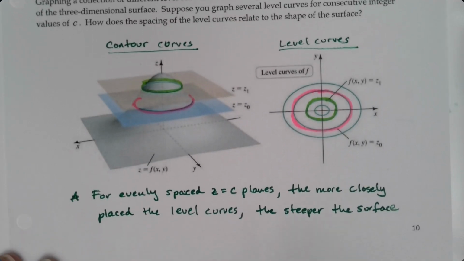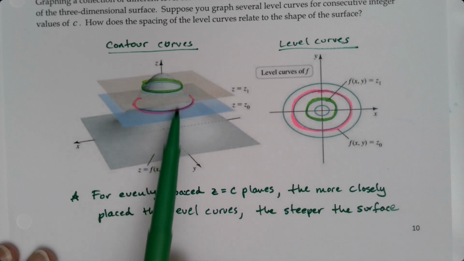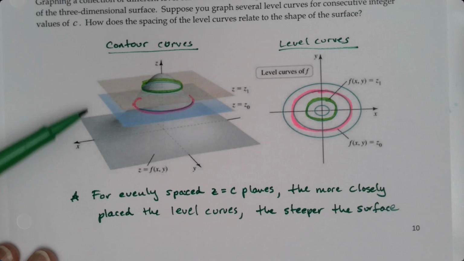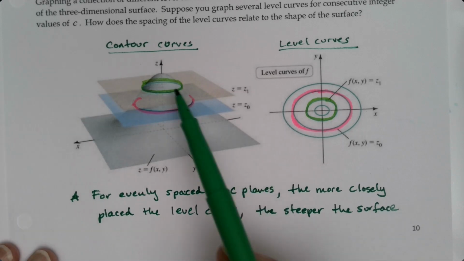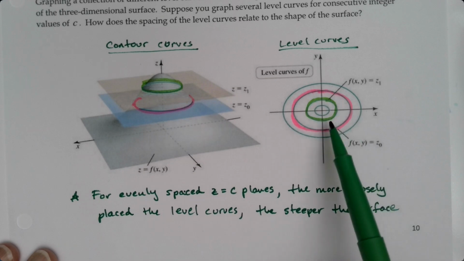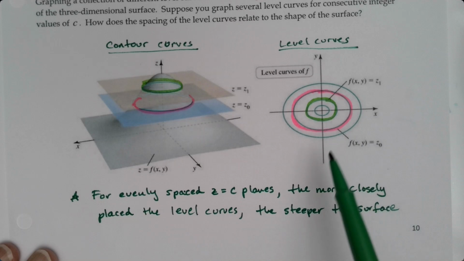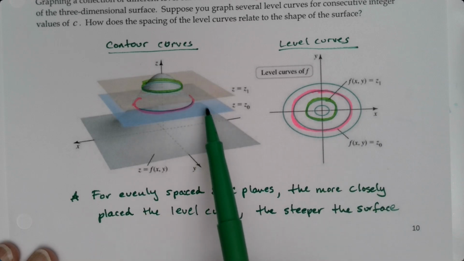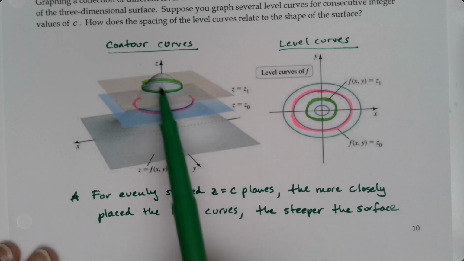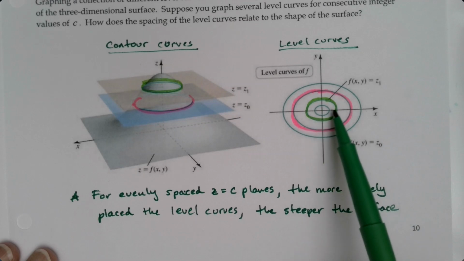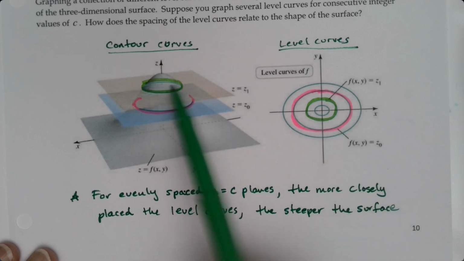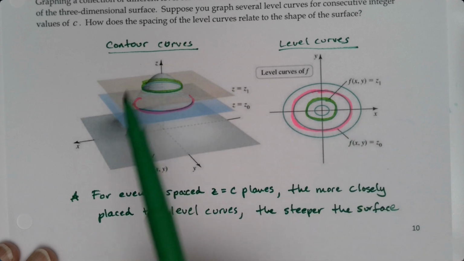Okay, now what's happening? If these horizontal planes z equals c are evenly spaced out, then the more closely packed the rings or curves are, the steeper the surface must have been. Because if these horizontal values are evenly spaced, but they're tighter packed, it means that it was climbing more steeply. So for example, it's climbing more steeply here towards the top than it was down here, as it kind of flattens out.